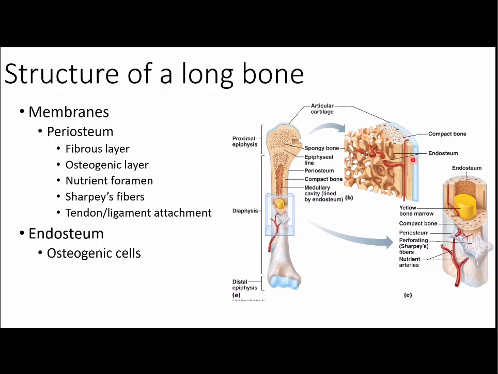That's our inner layer. So your osteogenic layer of your periosteum actually has osteoprogenitor cells. We'll go into more detail about cell types in a bit, but your osteoprogenitor cells are your bone stem cells. So they're your stem cells that make up all of the other types of bone cells. In addition to those osteoprogenitor cells, you'll also find osteoblasts and osteoclasts in that inner layer of the periosteum, so in our osteogenic layer.